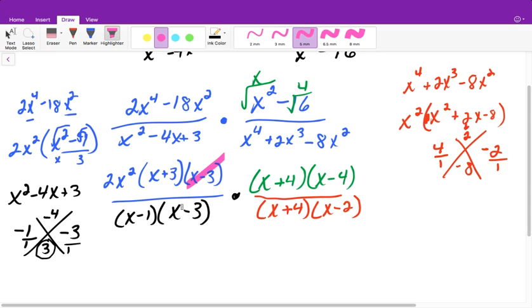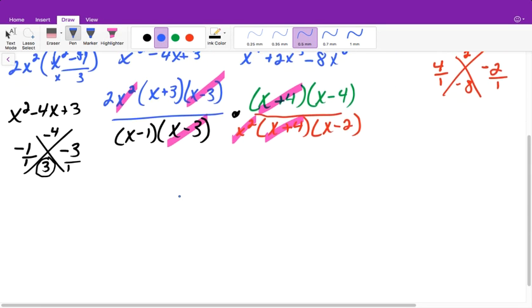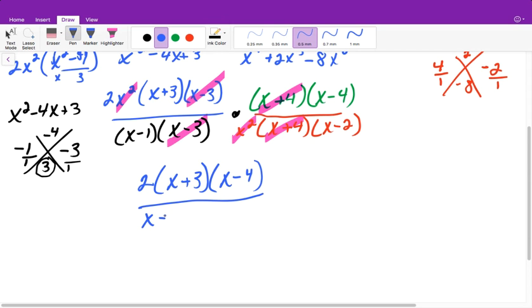So we have an x minus 3 and an x minus 3. We have an x plus 4 and x plus 4. I'm sorry, but I forgot real quick one thing. This x squared needs to be out front. So then this x squared can cancel out with this x squared. Right? And then we're just left with 2 times x plus 3 times x minus 4 all over top of x minus 1 times x minus 2.